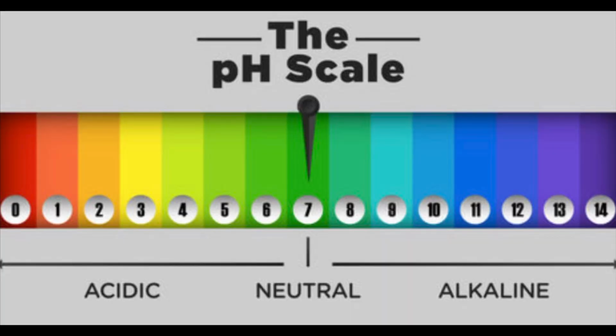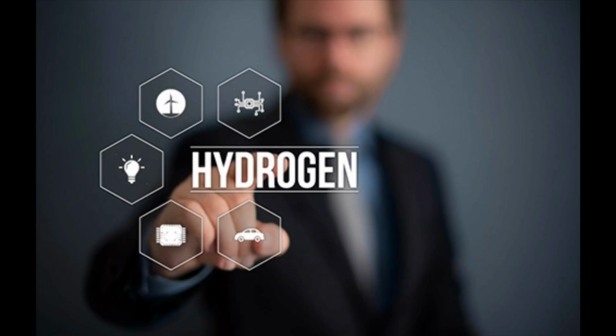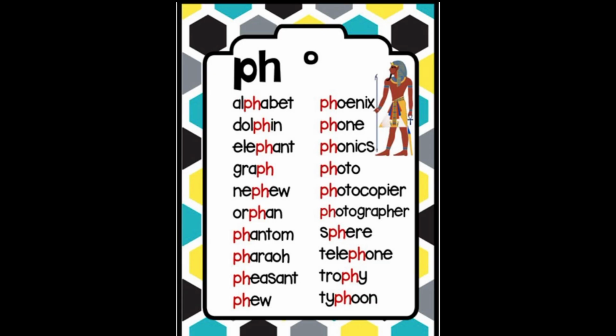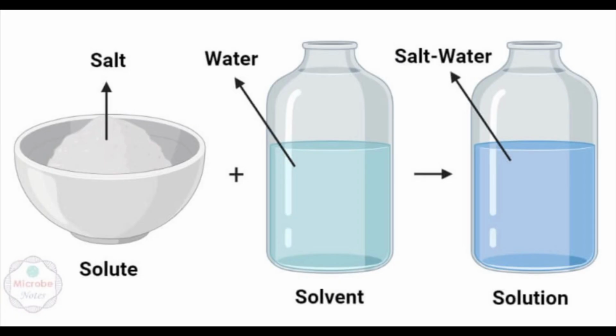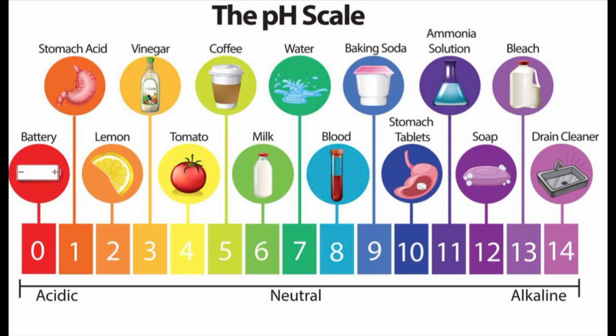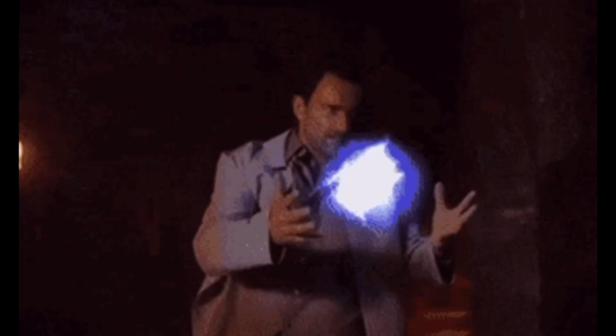The pH of a liquid refers to its degree of potential hydrogen. The pH of a solution measures its degree of acidity and alkalinity. An ion is an atom or molecule that carries an electrical charge.